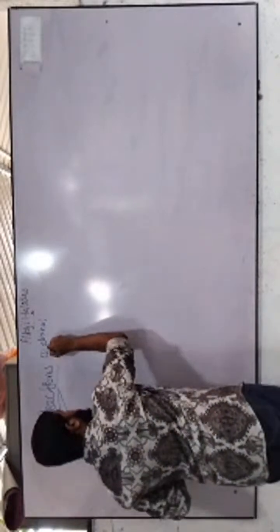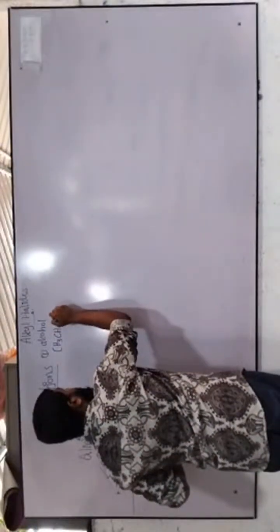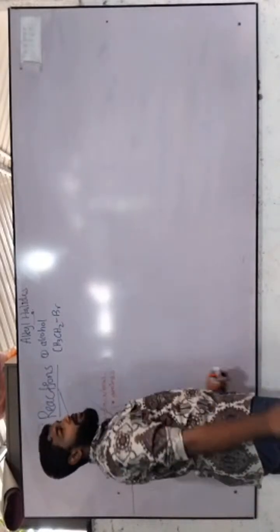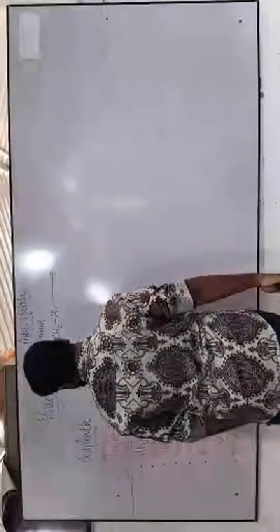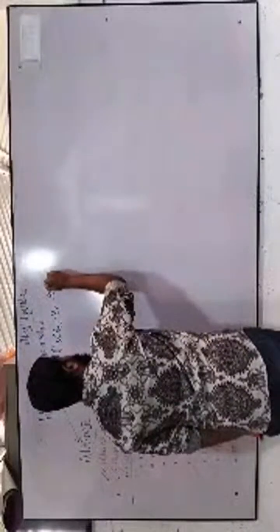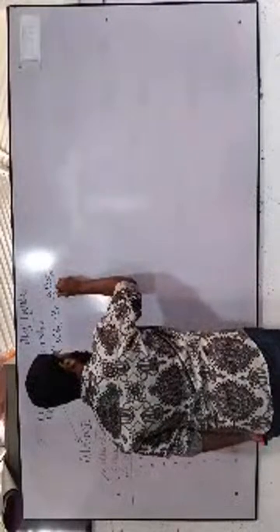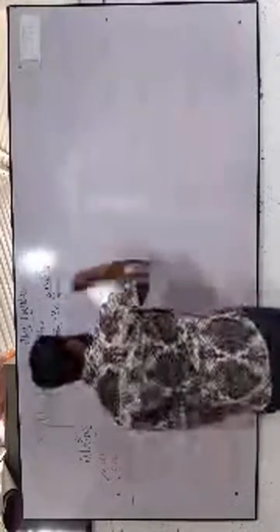So alkyl halide means, let's say CH3 CH2 Br. It can be Cl or Br. If you use a strong base, aqueous NaOH or KOH, you're going to get CH3 CH2 OH. You want to get this one.